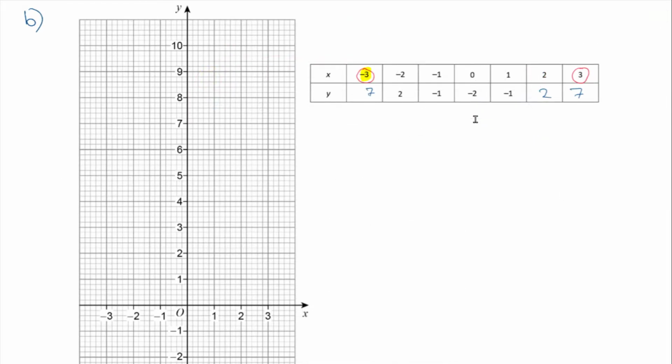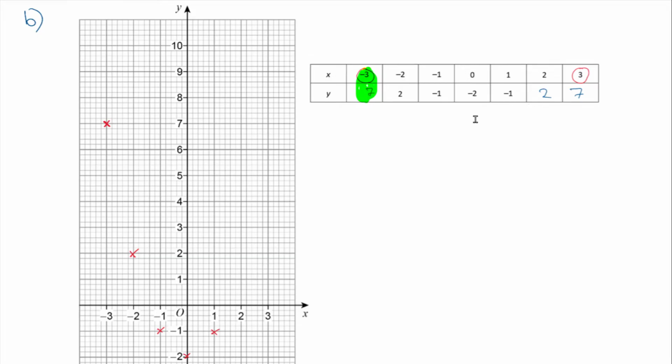Okay, so part B, we now need to draw those points, or plot the graph. We're just going to use each one of these as a coordinate. My first coordinate is -3, 7. So going along to -3 and up 7, my first coordinate is there. -2 goes with 2, which is there. -1 goes with -1, there. 0 goes with -2. 1 goes with -1.